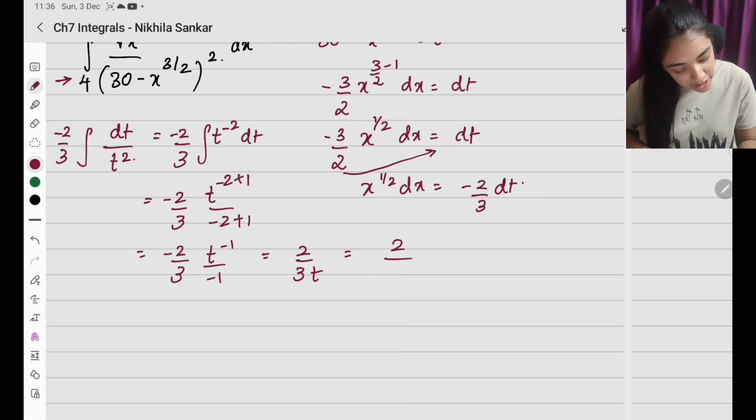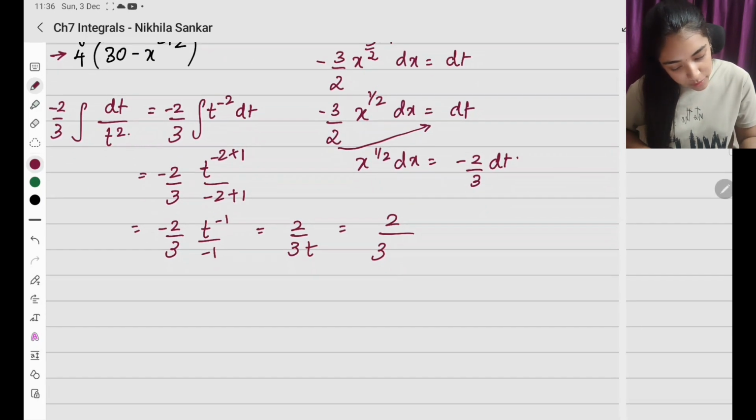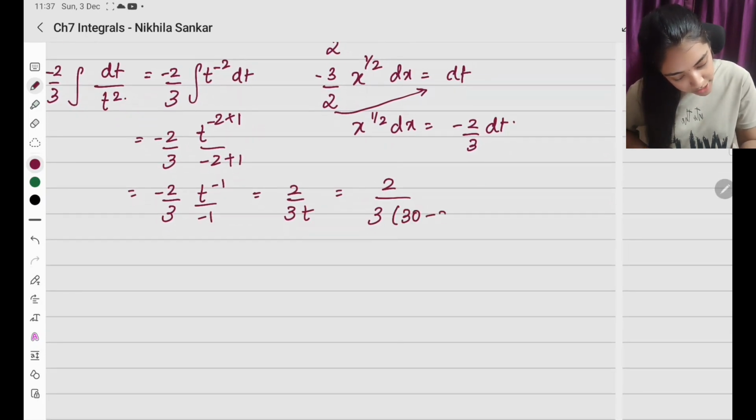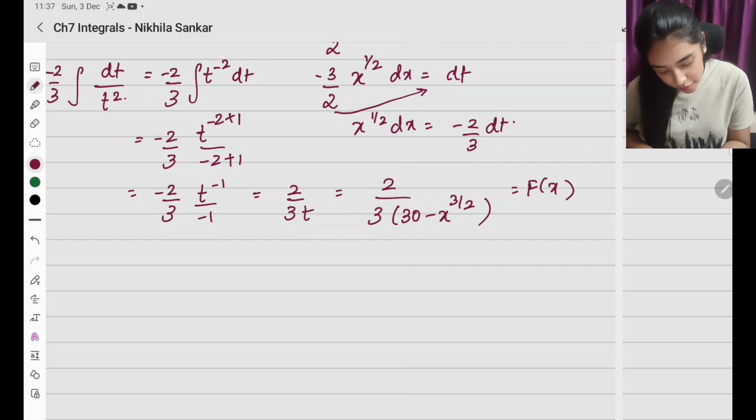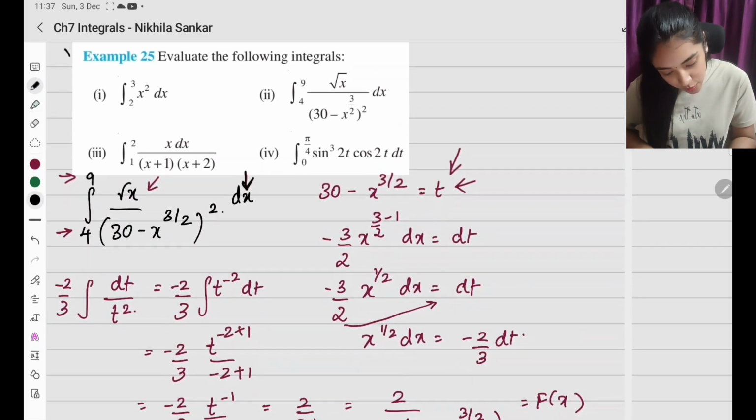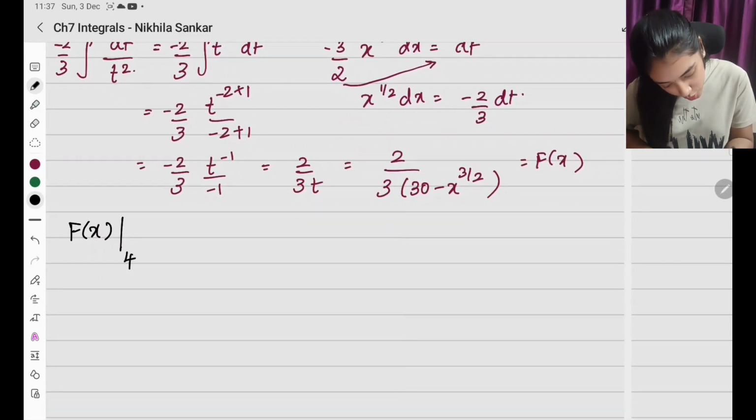But what is my t? It is 30 minus x to the power 3 by 2. So, this is going to be my f of x. Okay. Now I am going to substitute the integral limits into f of x. So, f of x, when I substitute the limits, what are the limits? 4 and 9.